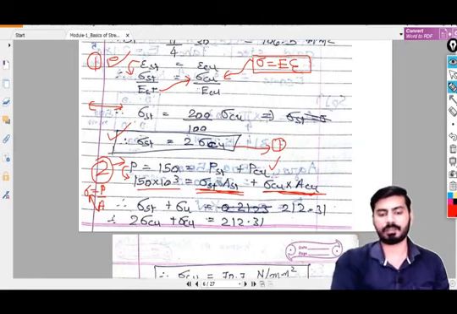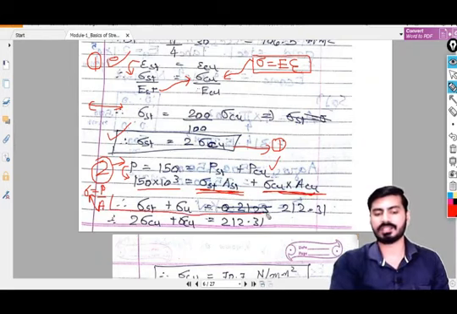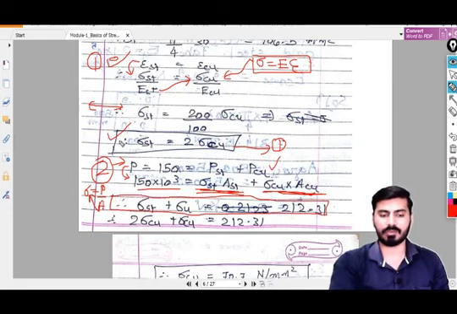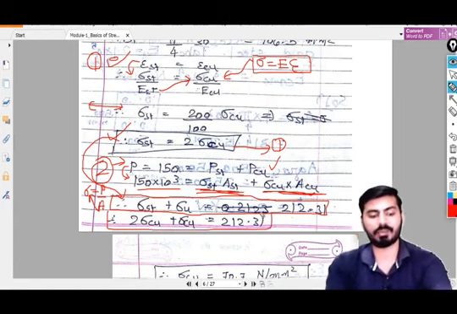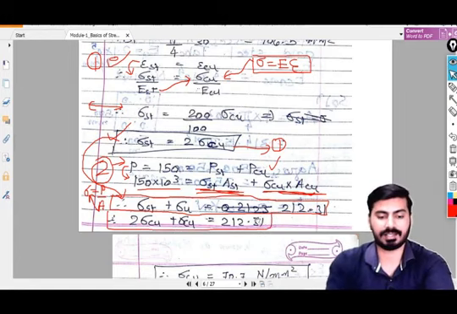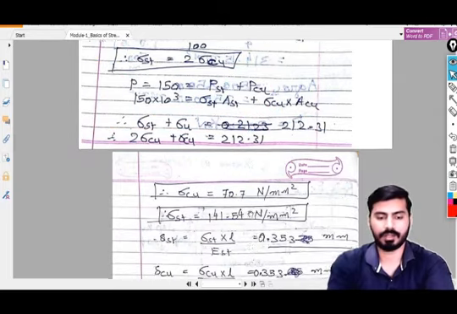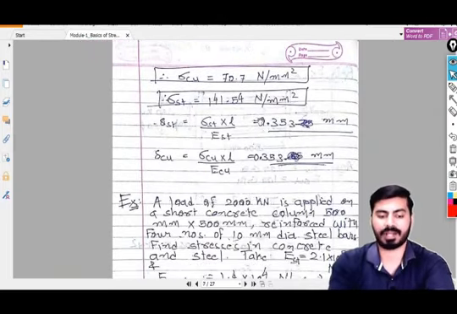Now if you just put the value of the areas that are already calculated in the previous page, then you can simplify this equation up to this point. Now this is the equation from the step number 2. Now if you merge the equation number 1 and equation number 2, if you put the equation number 1 into the equation number 2, you will find only one unknown, that is sigma Cu, and sigma Cu can be calculated from this equation, that is nothing but 70.77 Newton per mm square.